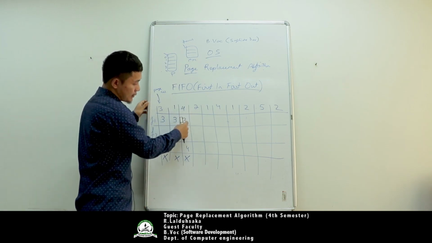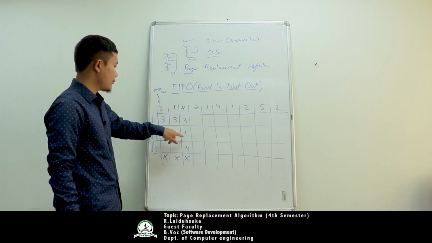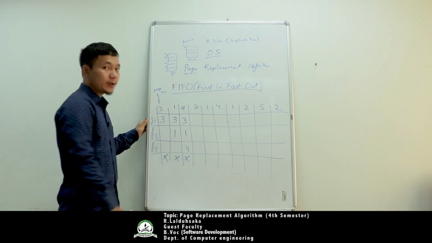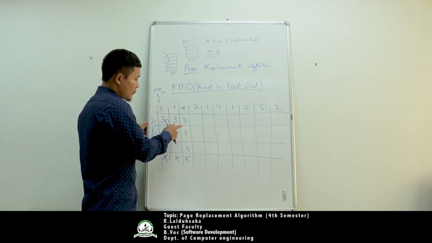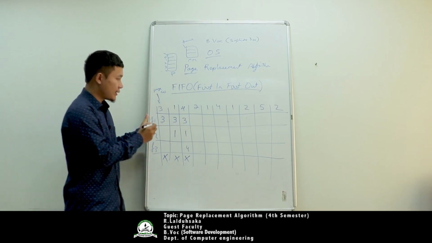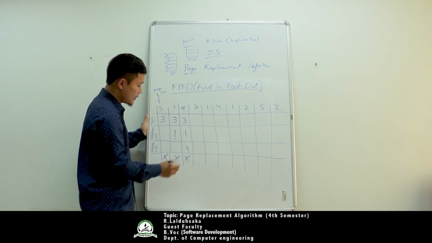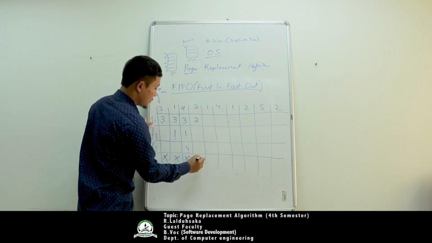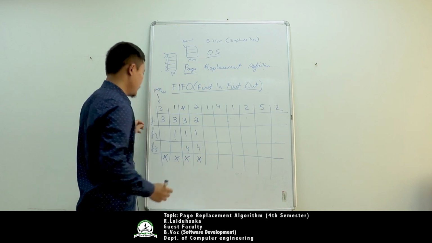Now there is a 2 here. There is no 2 in the frames, so we have to replace one of these 3 pages from these frames. So which one are we going to replace? That is decided by the first in first out algorithm. See, 3 is the first page to come in, right? So 3 is the first one to come in, so we have to replace 3. Since we are replacing, there is a page fault: 2, 1, 4.